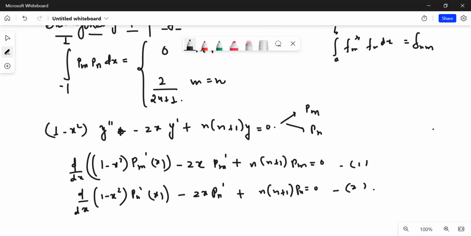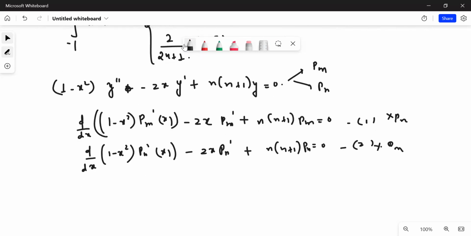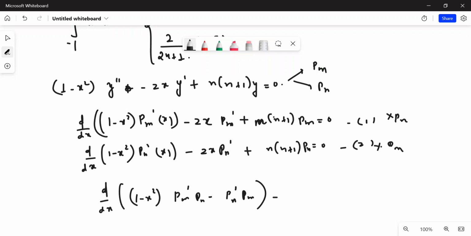If I multiply the first differential equation by P_n and the second by P_m and subtract them, I will get d/dx of (1 minus x squared)(P_m dash P_n minus P_n dash P_m). Then this remaining term is not n into n plus 1; it will be m into m plus 1 minus n into n plus 1, times P_m P_n.